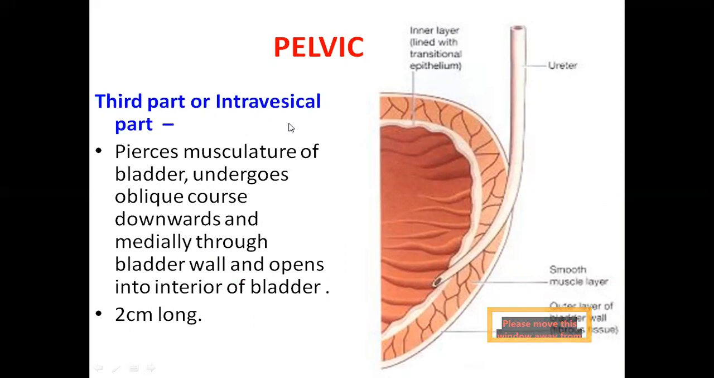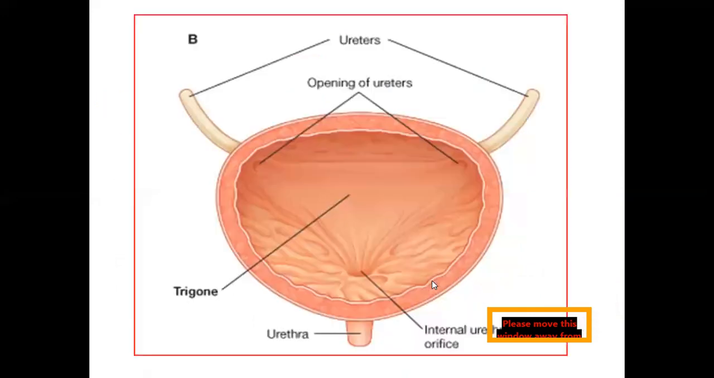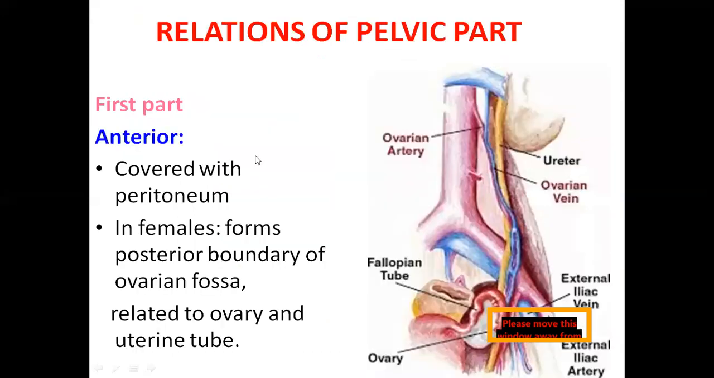Now the third part of the pelvic part is the intravesical part, which is entering into the wall of the urinary bladder, pierces the musculature of the bladder, undergoes an oblique course downwards and medially through the bladder wall and opens into the interior of the urinary bladder. It is 2 centimeters long. Now this is the intravesical part.